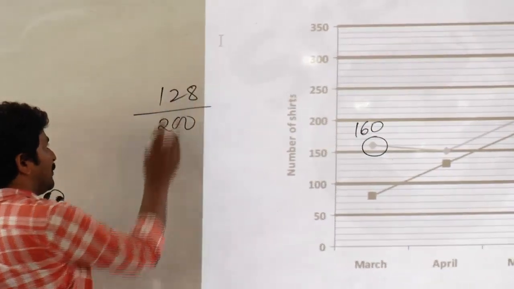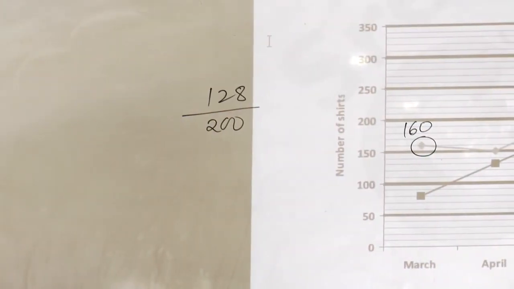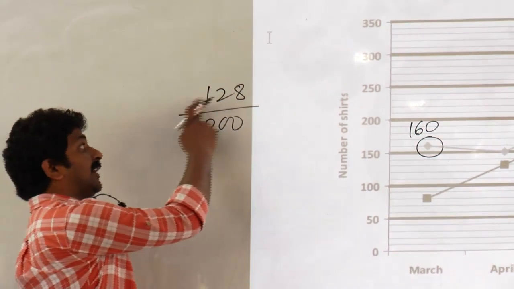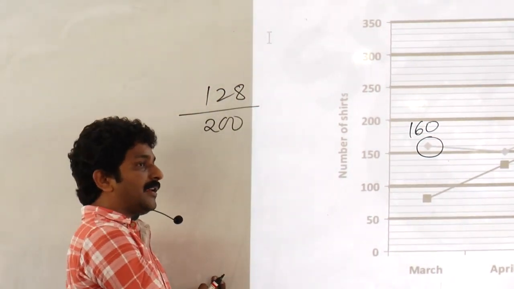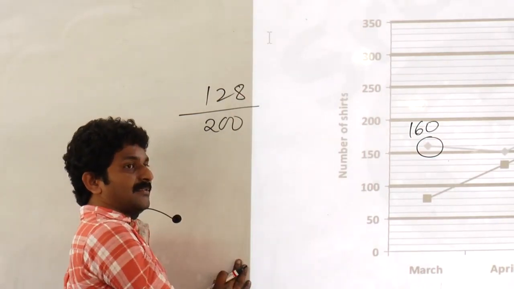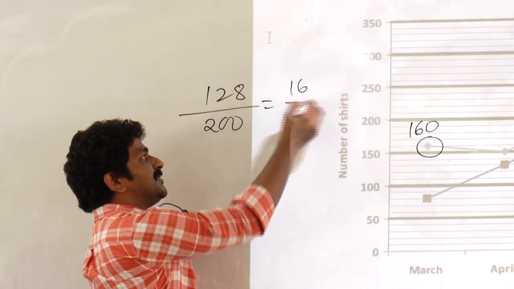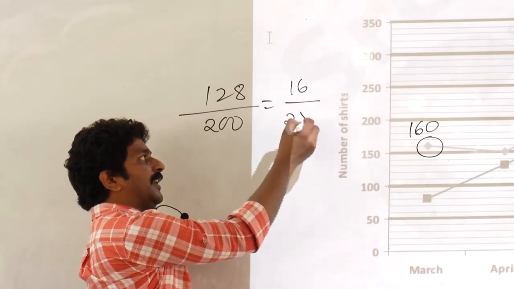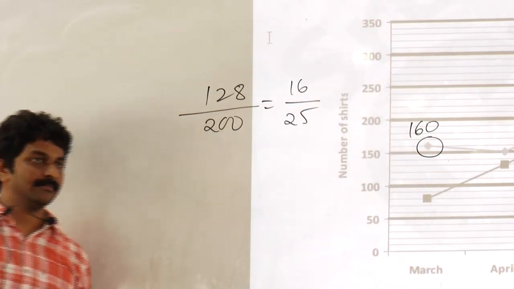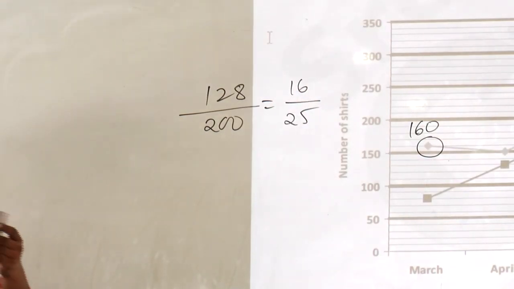You asked about the ratio between 128 to 200. Cancellation with 8, 8. 8 10 times, 80, 6 times. So total it is 16 times and this is 25 times. 16 by 25. Next, 62.